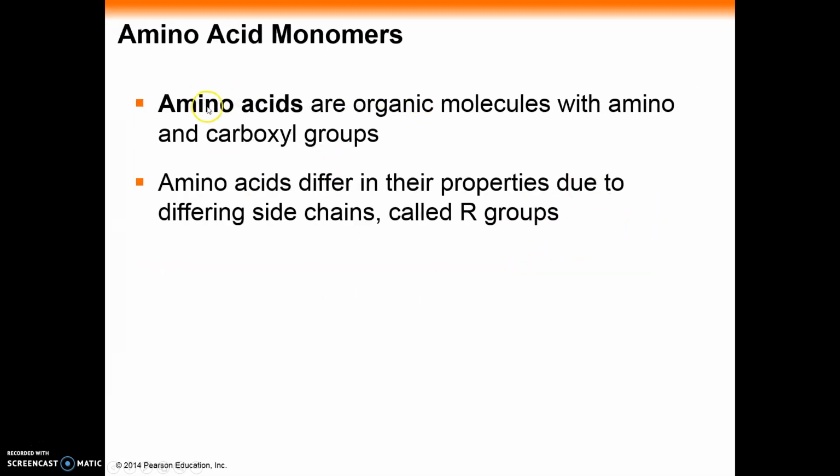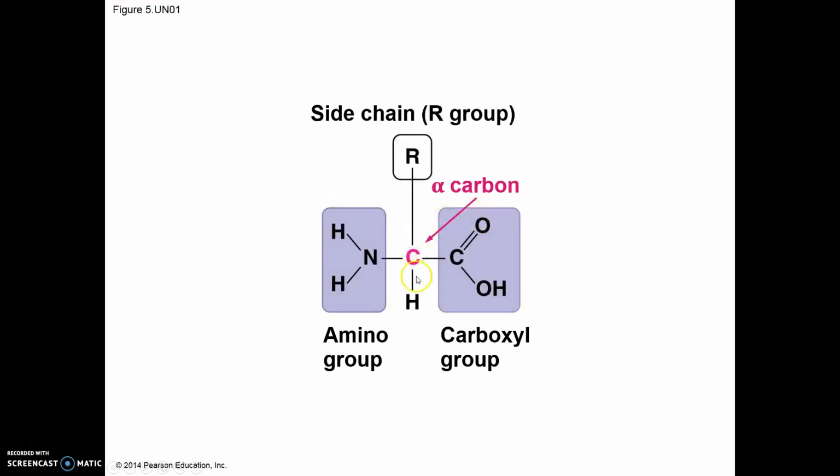Now, amino acids are the monomers in this, and they have both an amino group and a carboxyl group. They also have a side group called an R group, and that R group is what can give each amino acid a different property. Looking at a picture of it, we have a central carbon. We call that the alpha carbon. On one side, we have an amino group. On the other side, we have a carboxyl group.